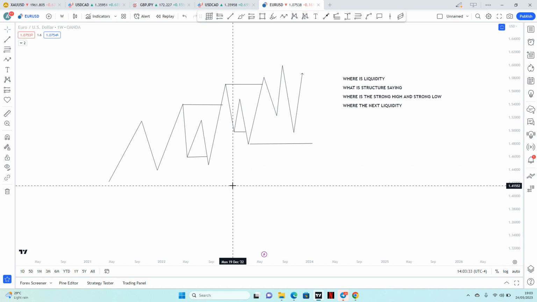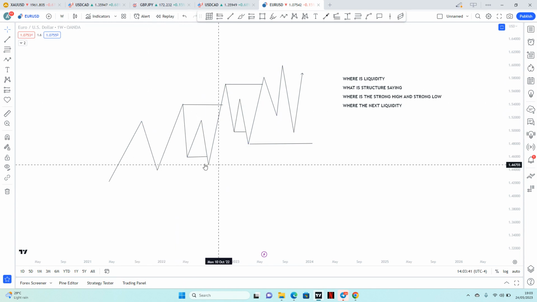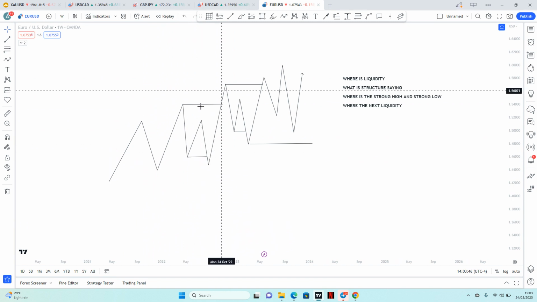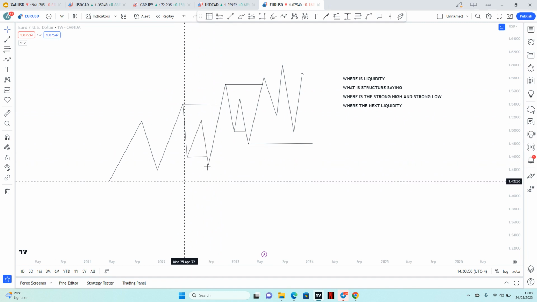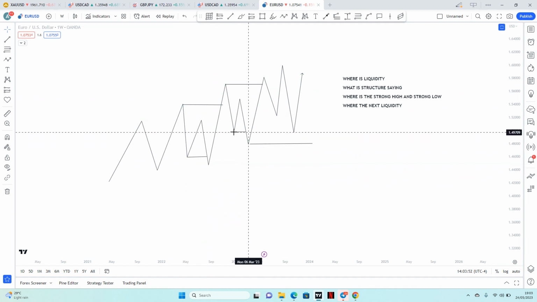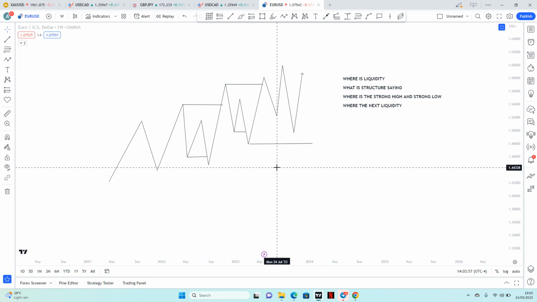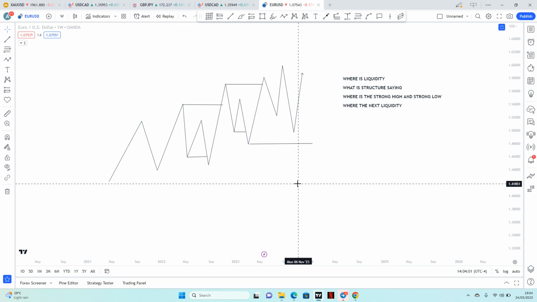Next thing, where are the strong highs and the strong lows? This is a strong high. It took out this high. This is another strong low. This is another strong low. It took liquidity, broke structure, inside discount. This is another strong low. Took liquidity, broke structure. And that is just it. Once you understand where your strong highs and strong lows are, you are meant to trade off those zones.